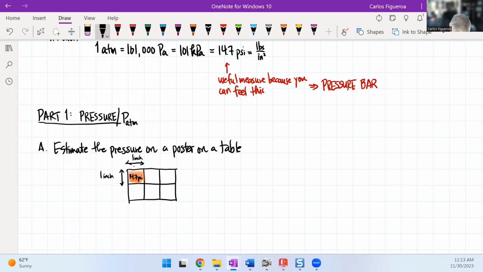Now, if you calculate the pressure in 14.7 psi, the standard thing to do here is to convert into pascals. Why? Because we measure things in pascals. So that's one way to think about that.